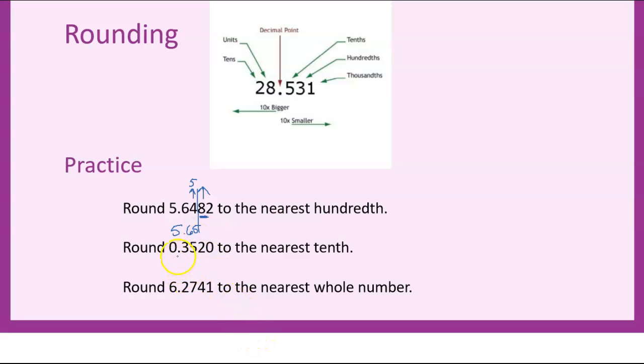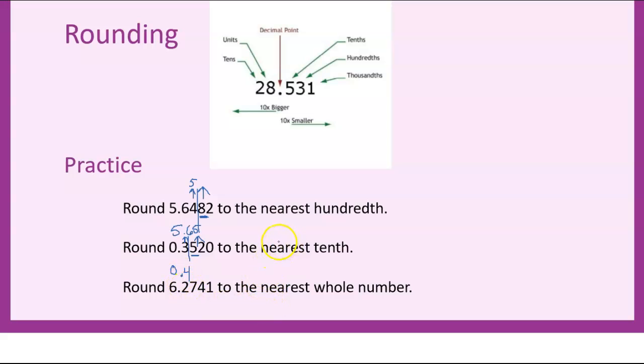Let's do the next one. Round 0.3520 to the nearest tenth. You try this one. Pause the video, try this one, and then see if we get the same answer. I'll draw my line at the tenth. I look at this 5. I say 5 rounds up, and so this 3 is going to go up. 0.4 is our answer.